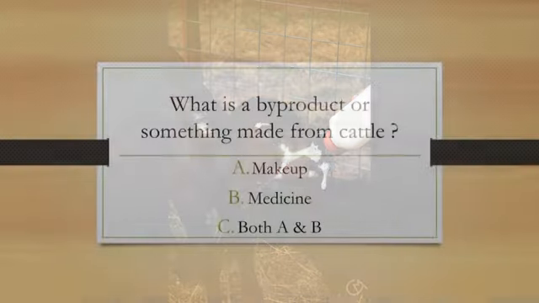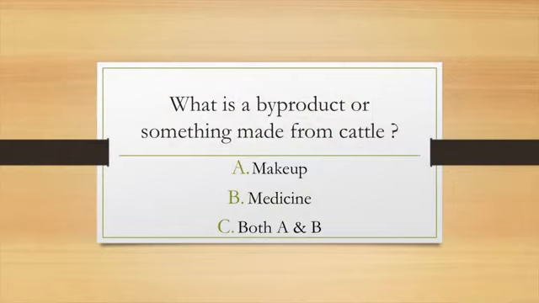Question number 7. What is a byproduct or something made from cattle? Is it A, makeup, B, medicine, or C, A and B, both makeup and medicine? If you pick C, then you're correct. Both makeup and medicine are made from cows, along with other products such as soap, candles, crayons, and perfumes.